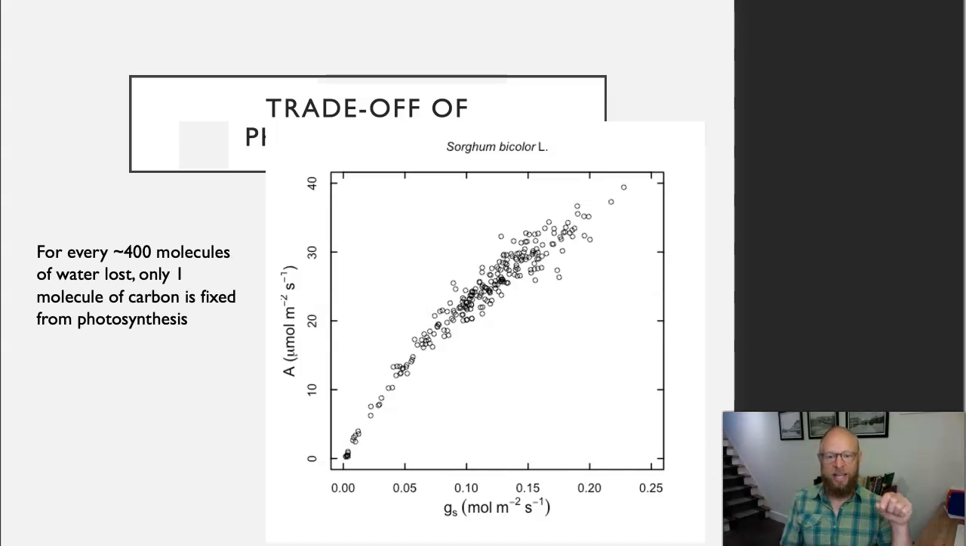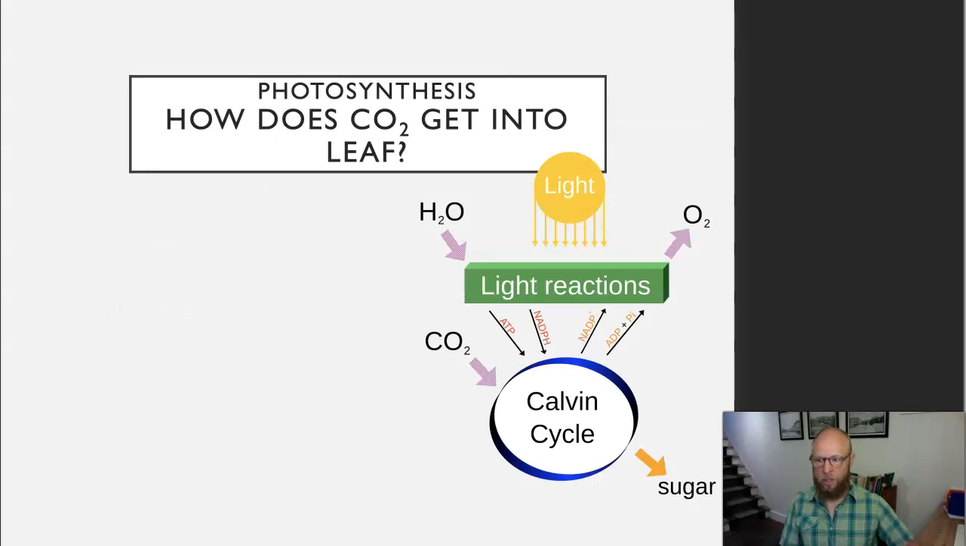So just to give you an idea of that trade-off between fixing carbon and losing water, a lot more water molecules are lost for every molecule of CO2 fixed. Approximately 400 molecules are lost for every one molecule of CO2. So if a plant is doing photosynthesis, it's coming at a huge cost to water use. Okay, so now let's talk about how that CO2 is getting into the leaf and where this trade-off comes from.